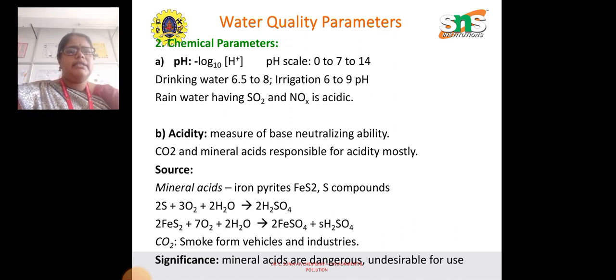Next is the acidity. Measure of base neutralizing ability is called the acidity of water. Carbon dioxide and mineral acids are responsible for the acidity mostly. Sources: mineral acids, iron pyrite, sulfur compounds. So sulfur plus oxygen plus water gives sulfuric acid. Then FeS2 plus oxygen plus water gives ferrous sulfate plus sulfuric acid. Carbon dioxide is obtained from the smoke of the vehicles and industries. The significance of acidity: mineral acids are dangerous, undesirable for use.